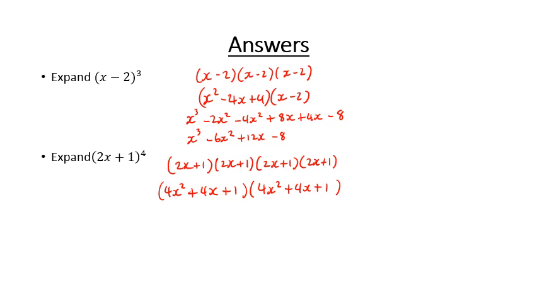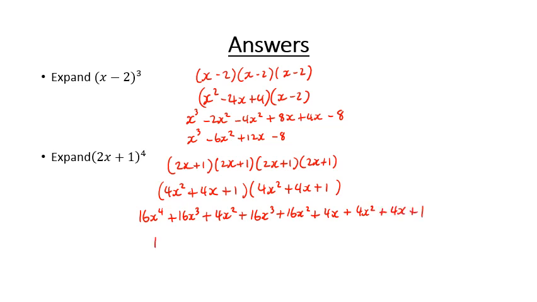And now I can multiply them out. So 4 times 4 is 16, so that's 16x to the power of 4 plus 16x to the power of 3 plus 4x squared plus 16x to the power of 3 plus 16x squared plus 4x plus 4x squared plus 4x plus 1.